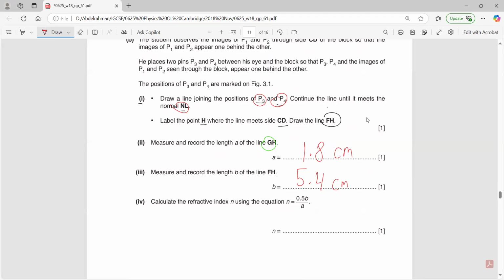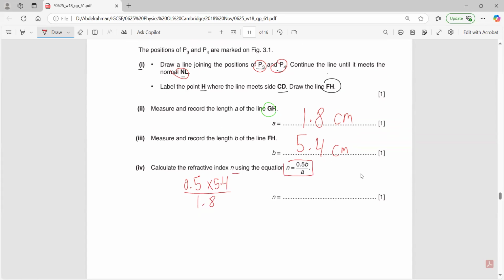Can you calculate the refractive index n? Can I find n using this equation, 0.5 B over A? I have B and I have A. So 0.5 times B, which is 5.4, over A, which is 1.8. Right? 0.5 times 5.4 over 1.8.